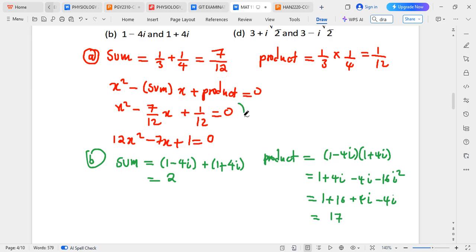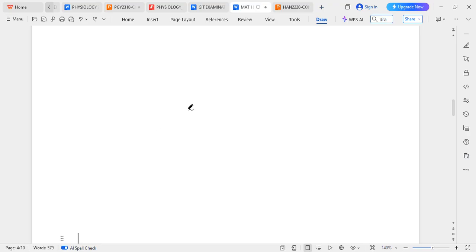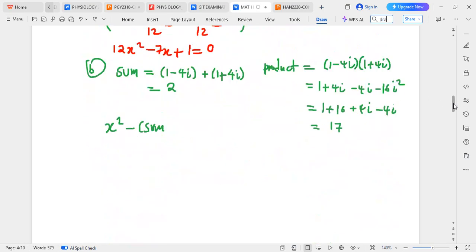So I just multiplied this throughout by 12. If I multiply 7 over 12 by 12, the 12 in the denominator goes. Okay, great. So even here again, we are doing the same: x squared minus sum x, and then plus product is equal to 0.